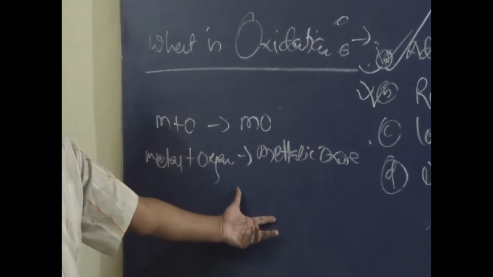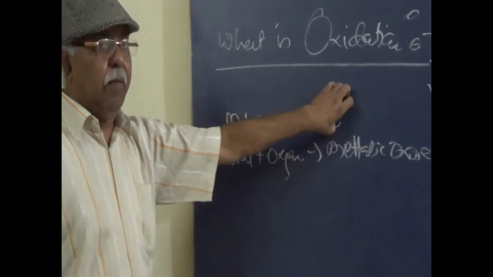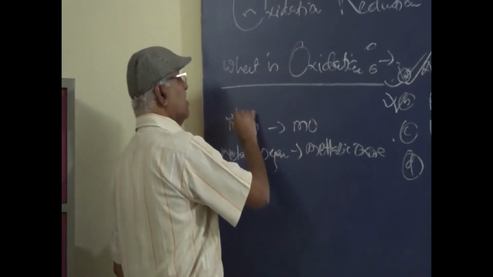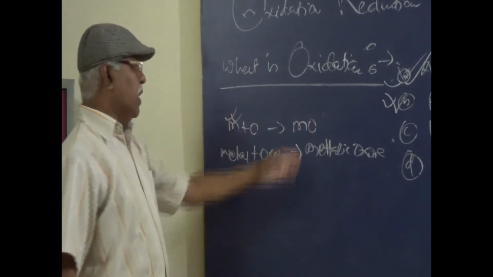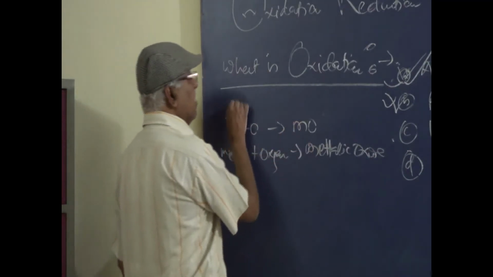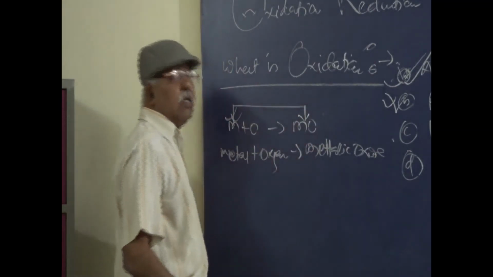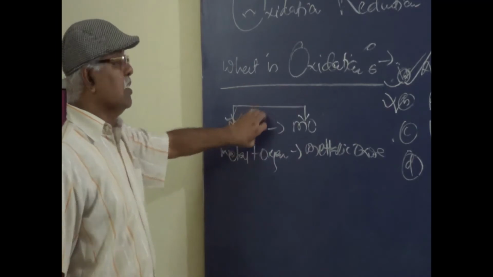Now it is oxidation, because oxygen is added. What happens to the metal? Metal is oxidized to metallic oxide, and oxygen is added.